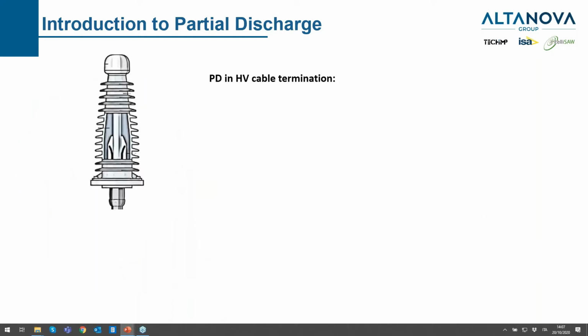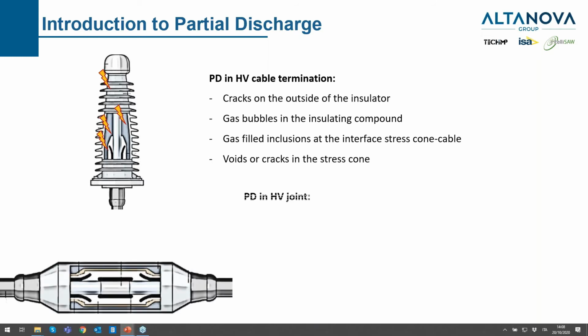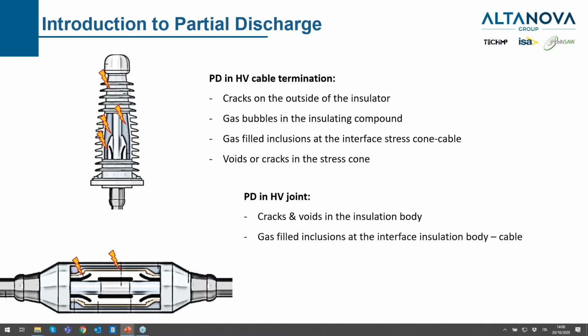Other sources of PD can be in the cable termination. We can have some cracks on the outside side of the insulator. We can have gas bubbles in the compound inside of the insulator. We can have also inclusion at the interface between the stress cone and the cable itself. We can have voids or cracks in the stress cone. In the joint, we can have cracks and voids in the insulation body. We can have gas inclusion on the interface between the insulation body and the cable.